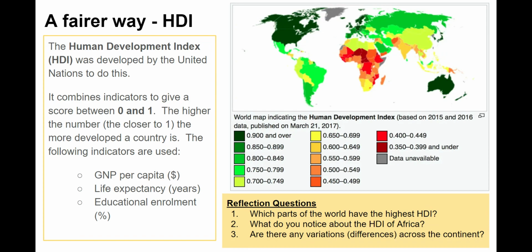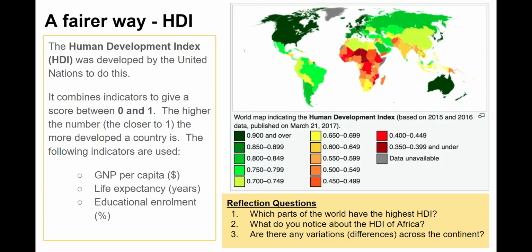Secondly, what do you notice about the HDI of Africa? Well, in general, it's pretty low. We've got some countries with 0.7 to 0.749, then it goes all the way down, and we can see that all of our countries that have the lowest HDI, least developed countries, are in Africa. However, it's also really, really important to note that there are differences or variations across the continent.